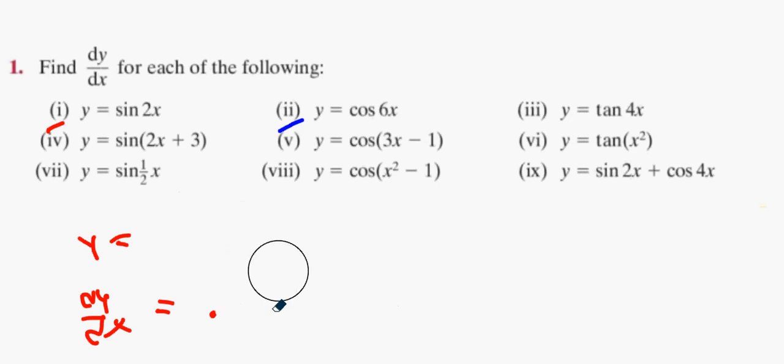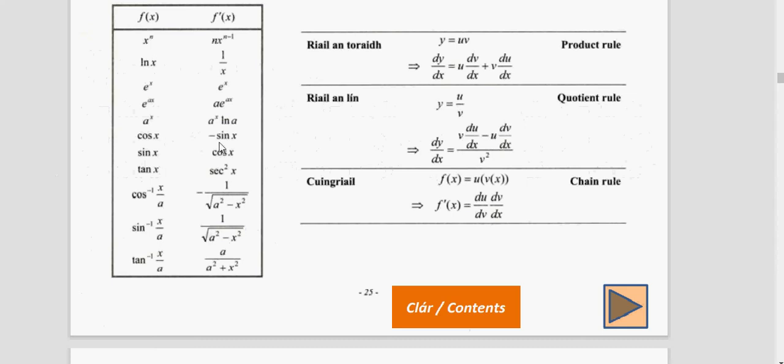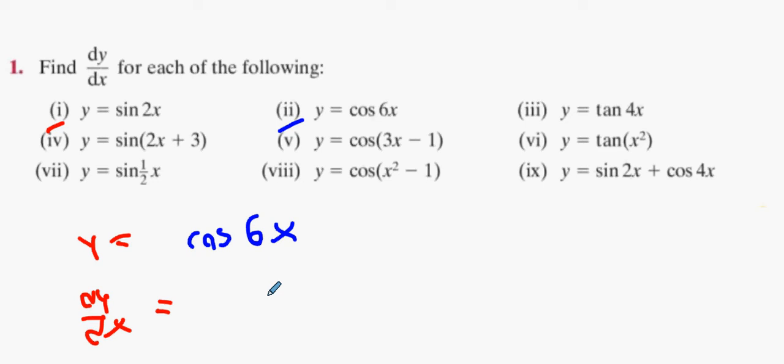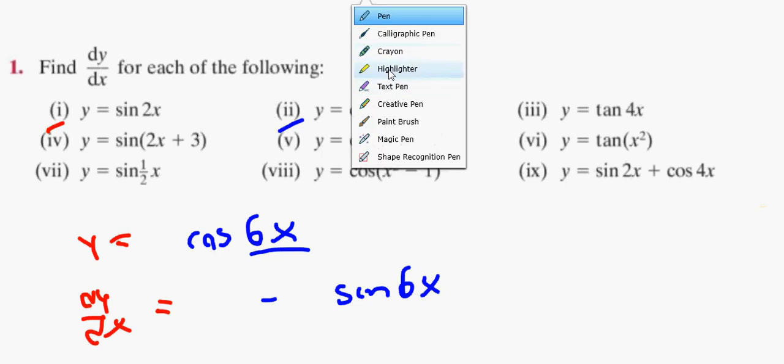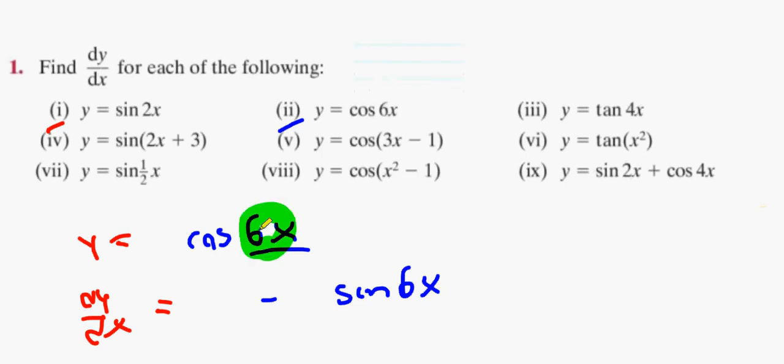You go y equals cos 6x, no bother. And you're like, okay, cos 6x. What does cos change into? Nearly minus sine. So cos turns into minus sine, and what did we say about the angle? Never changes. And what was the other part? Differentiate the angle. Oh, done. Not so bad. We good so far? Alright.